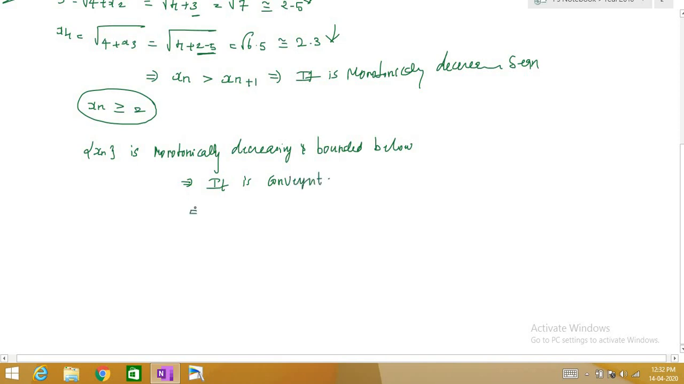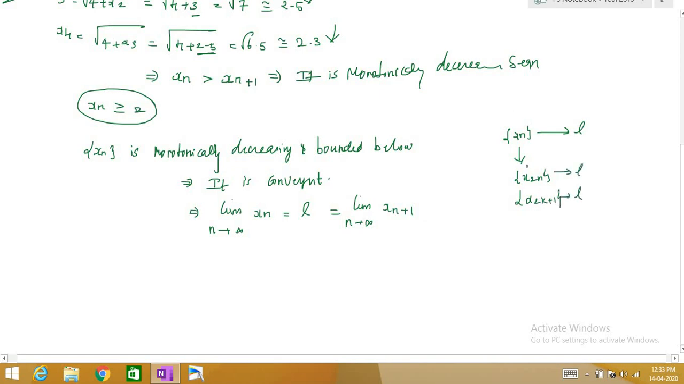This is convergent. So therefore our limit as n tends to infinity of xn is equal to some L. So we know if limit xn tends to L, then the limit as n tends to infinity of xn plus 1 will always be equal to L, right? So the important result is if the sequence is convergent, then all subsequences also converge to the same limit, right? So if xn converges to L, then its subsequence, let us say x2n or x2k plus 1, all are subsequences. A subsequence also converges to the same limit. So therefore xn plus 1 also converges to the same limit.